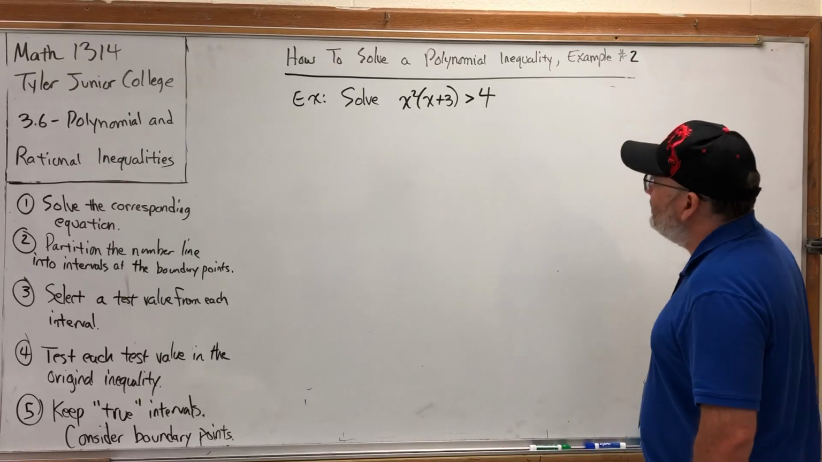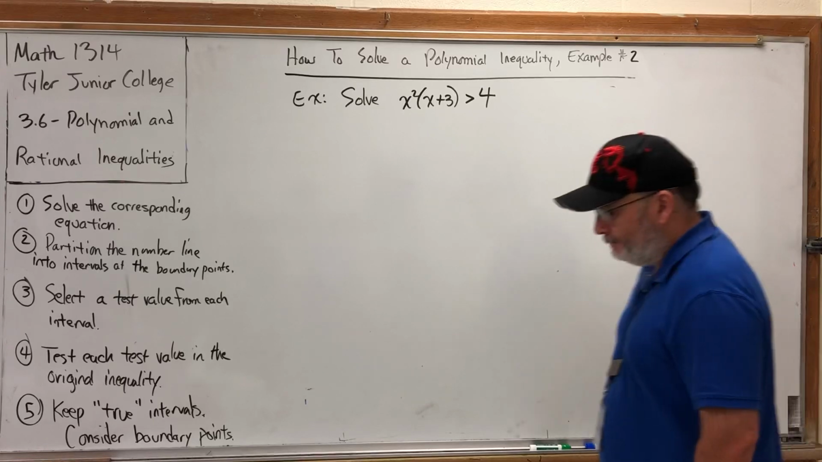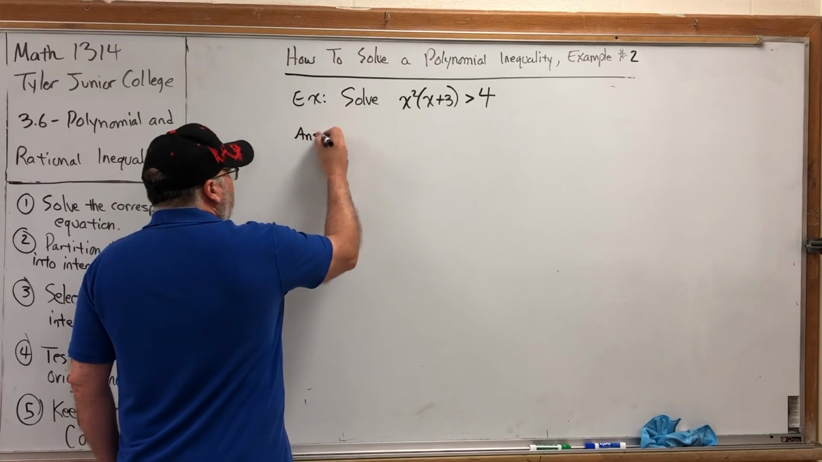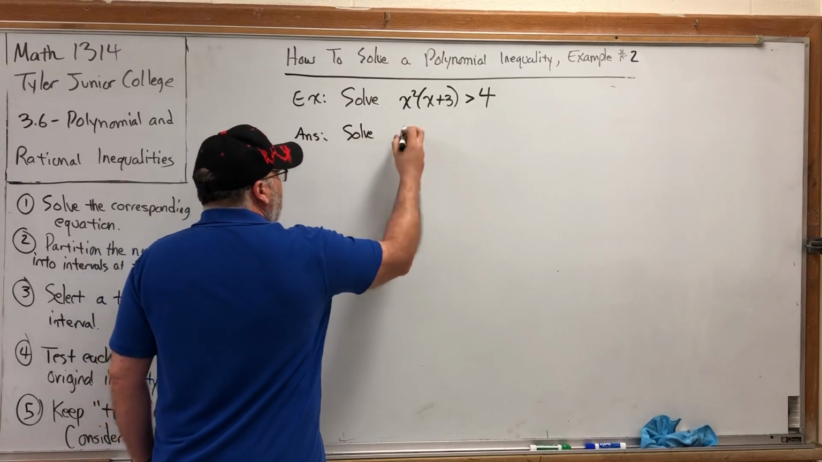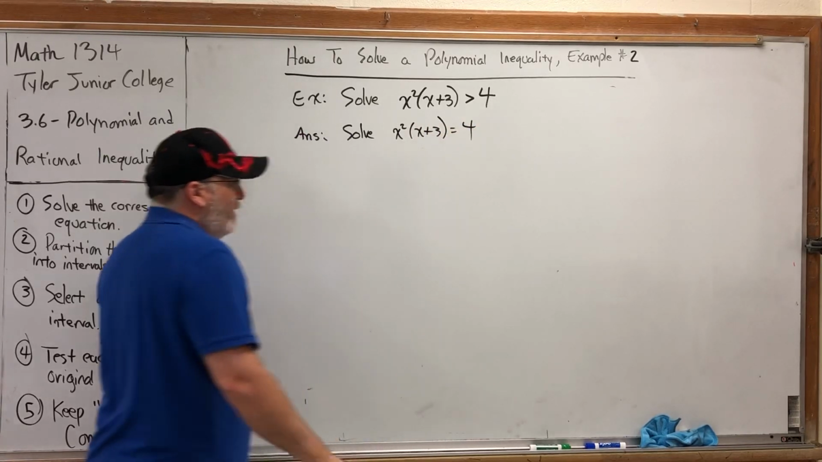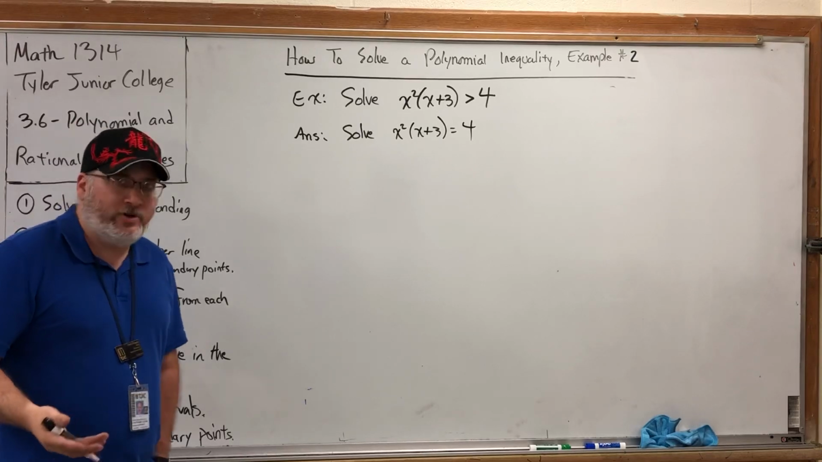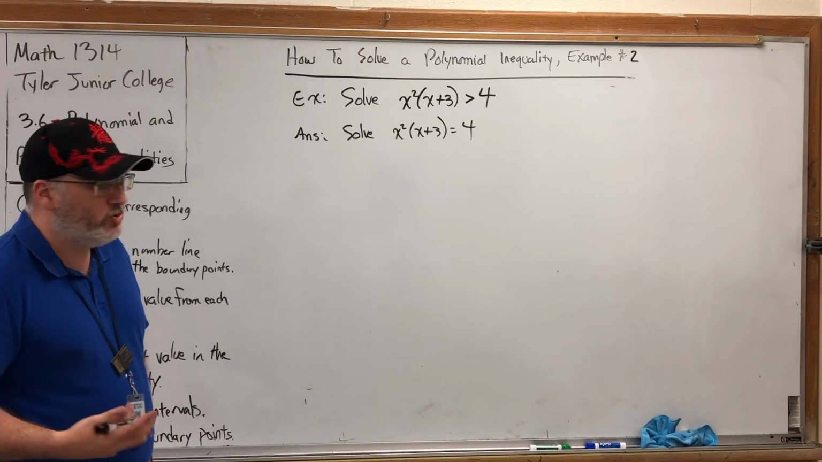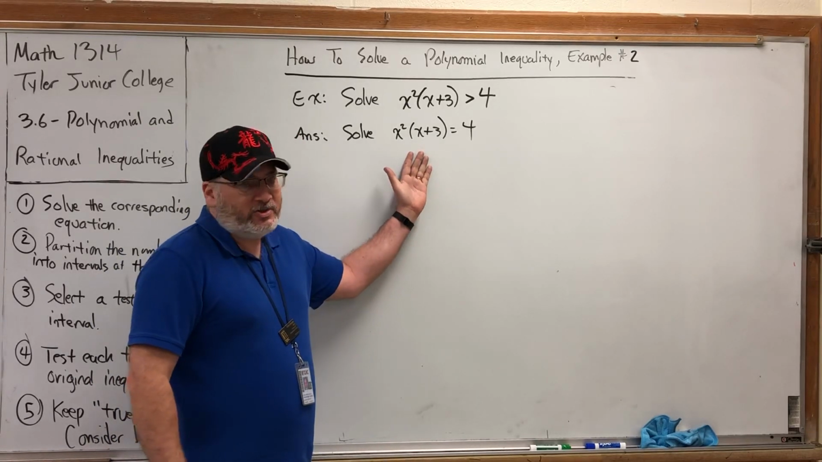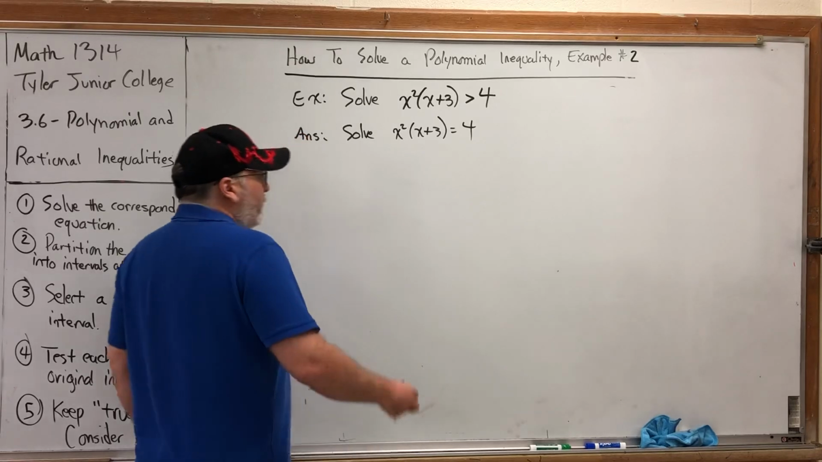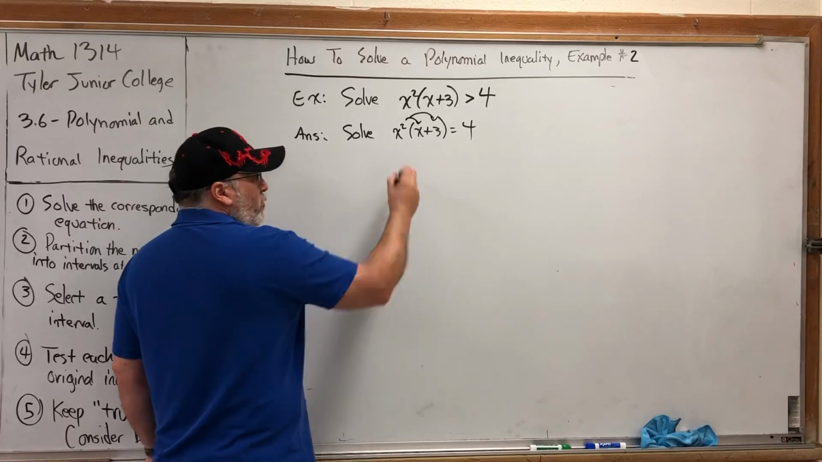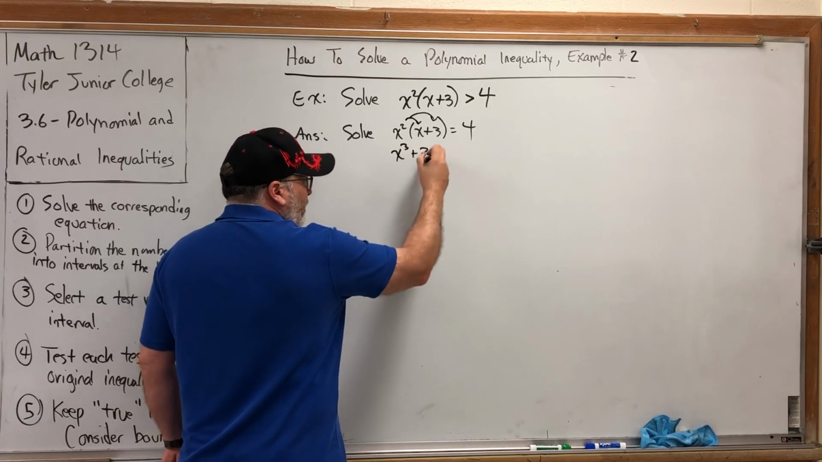Let's solve x squared times x plus 3 is greater than 4. Step 1, solve the corresponding equation. So we're going to start by solving x squared times x plus 3 equals 4. How do we solve this? Well, it's a polynomial equation, so we probably want to get it equal to 0 and try to factor. Notice it's already factored, but the factorization is completely useless since it's not equal to 0. Therefore, the useless factorization needs to be destroyed by distributing the x squared to get x cubed plus 3x squared.